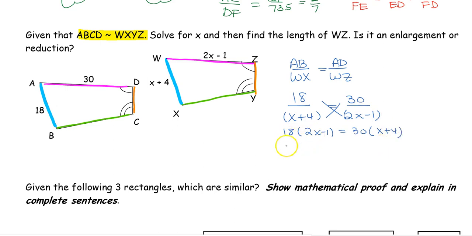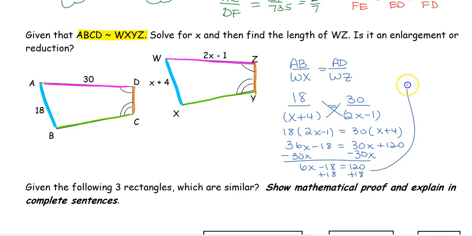We distribute: 18 times 2, 36x, 18 times negative 1, negative 18, 30x plus 120. We're moving that entire term over, so we subtract. 6x minus 18 equals 120. We add 18. That gives us 6x equals 138, divided by 6. And we find that x is going to be equal to 23.